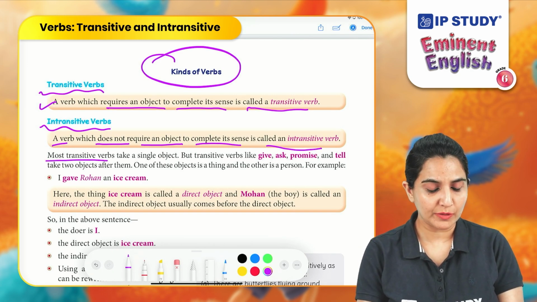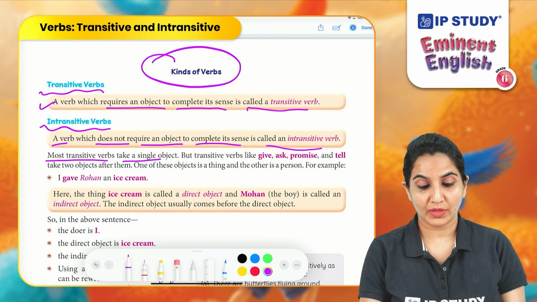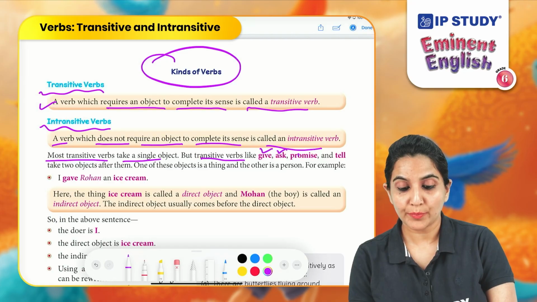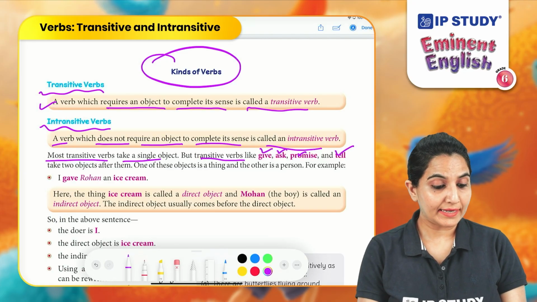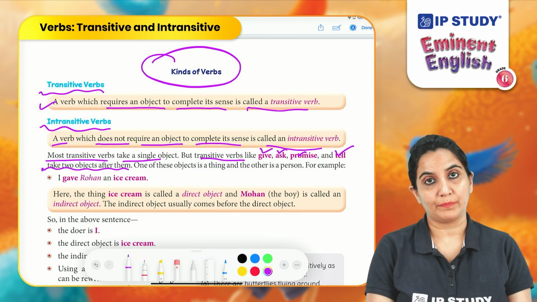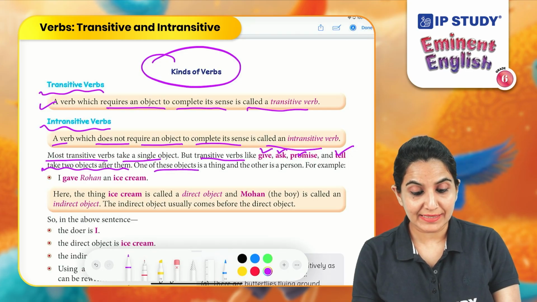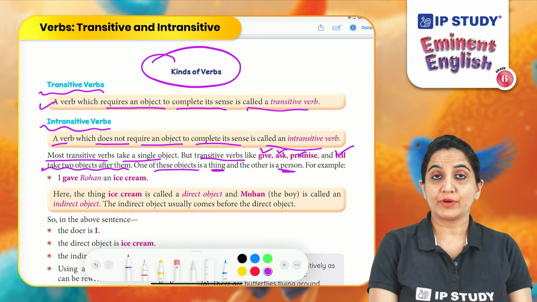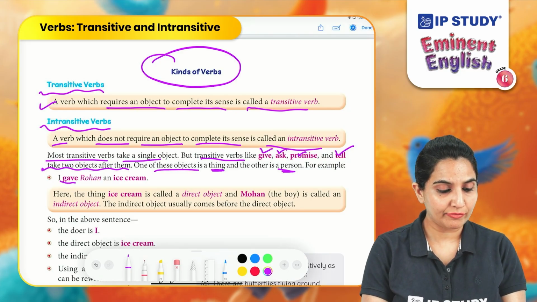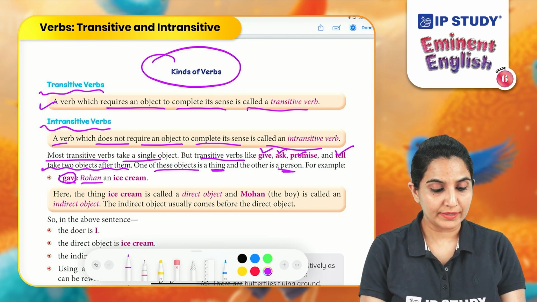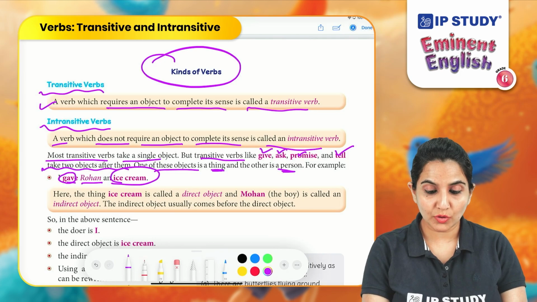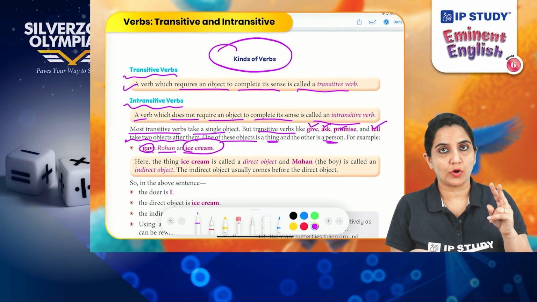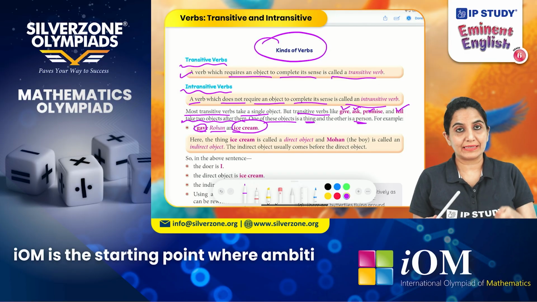Most transitive verbs take a single object, but transitive verbs like give, ask, promise, tell, they take two objects after them. One of these objects is a thing and the other is a person. For example, I gave Rohan an ice cream. So, the verbs like give, ask, promise, tell, they take two objects. One is a person and the other is a thing.